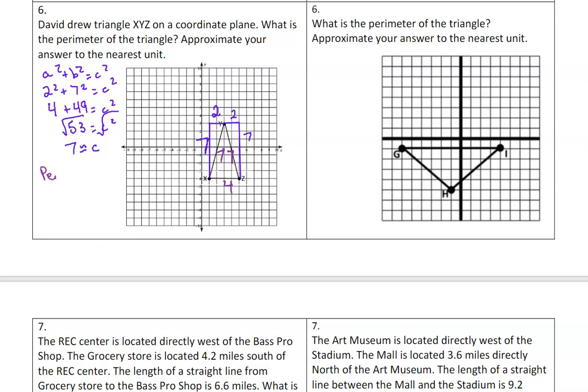So our perimeter here, we'll be adding these values up. So 7 plus 7 plus 4. 7 plus 7 is 14. 14 plus 4 is 18. So that would be my final answer here.